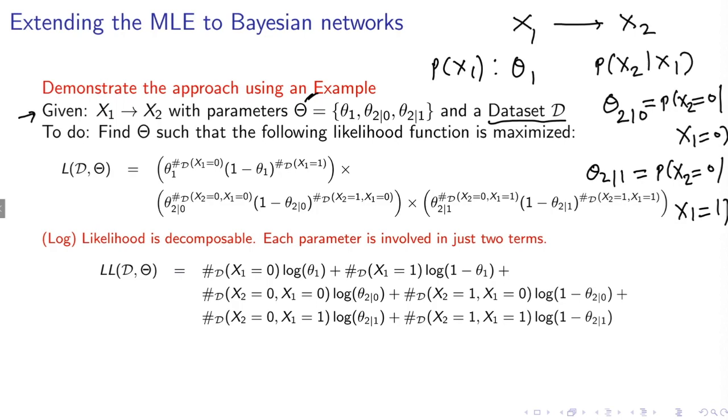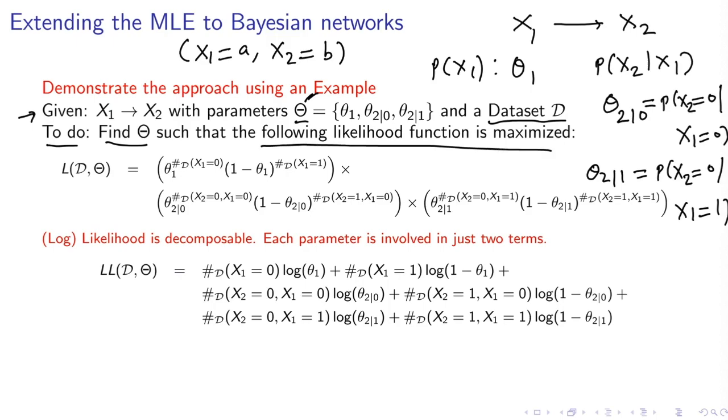And let's say you are given a data set D. This is a fully observed case. So the data set D will consist of examples of the form x1 is assigned some value and x2 is assigned some value. Okay? So the task that you're interested in solving is to find a setting for these parameters theta, which means find a setting for theta 1, theta of 2 given 0, and theta of 2 given 1, such that the following likelihood function is maximized. Okay?